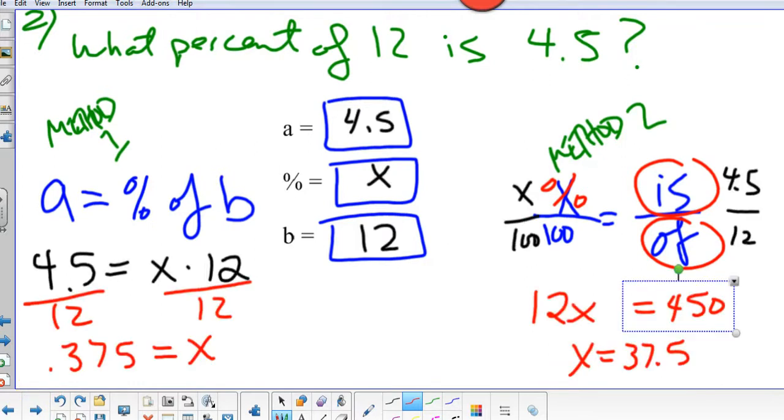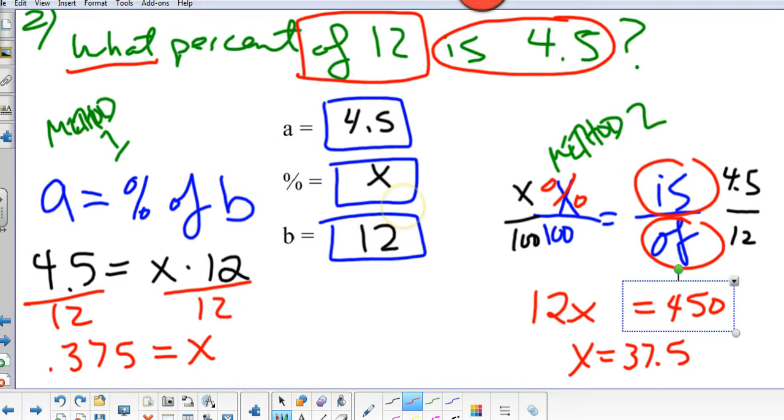Okay, so I substituted in the amount, which is associated with the word "is". That's 4.5. The percent, I did not know, so that's x. And the base is 12, that's next to the word "of". That's how I determined the base. Over here, method 2, is over of becomes 4.5 over 12, and the percent is x over 100. For method 1, I substitute these into my formula, and then I solve by dividing by 12. I get 0.375 as my answer here. Over here, when I did cross products, I got 12x equals 450, and when I solve that, I get 37.5.